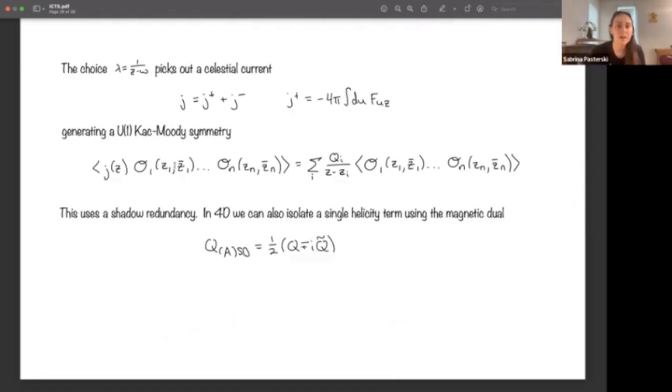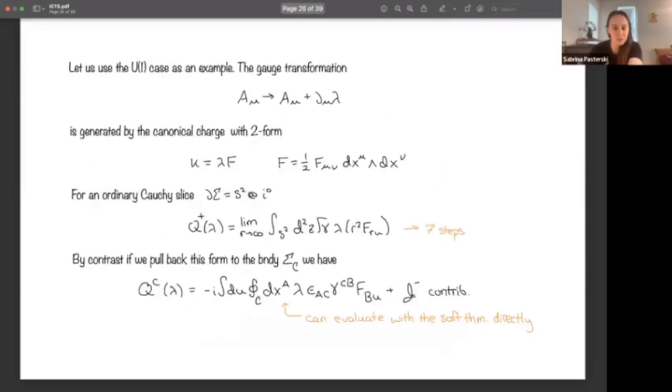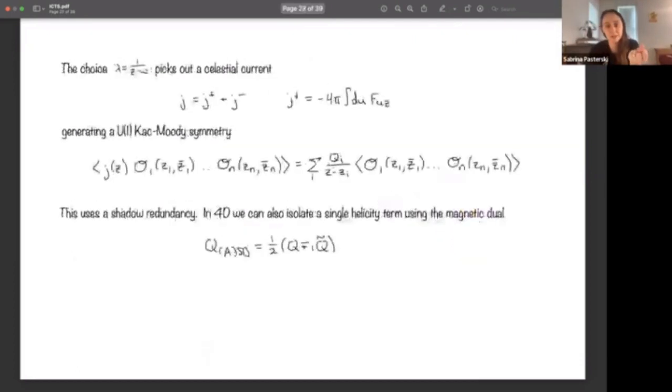So what I want to point out is that if I put in a pole for this choice of lambda, I would normally have two contributions. One of them would be the shadow of the thing. So no matter what, I can still use this formula and I'm generating the transformation of the thing, but this doesn't pick out necessarily only one helicity contribution, unless I do a certain trick where the soft theorem of one helicity sector smeared with the shadow kernel equals the soft theorem for the other helicity sector. So you can do that.